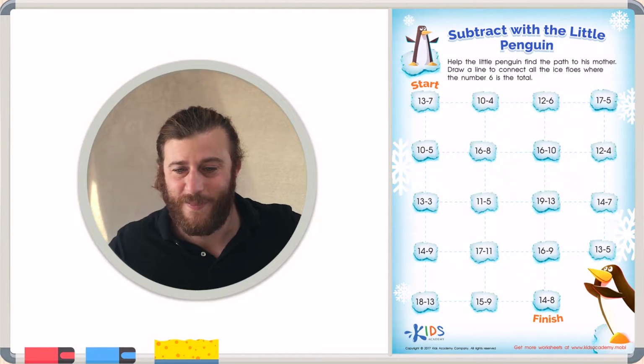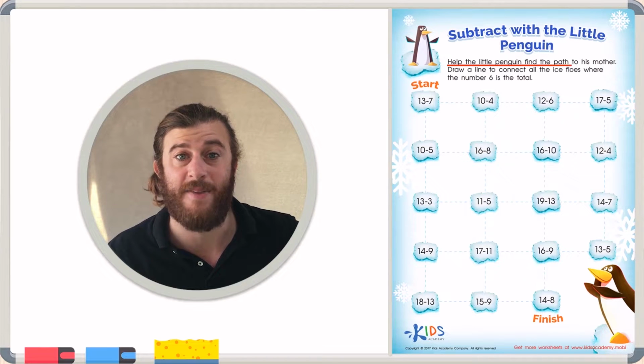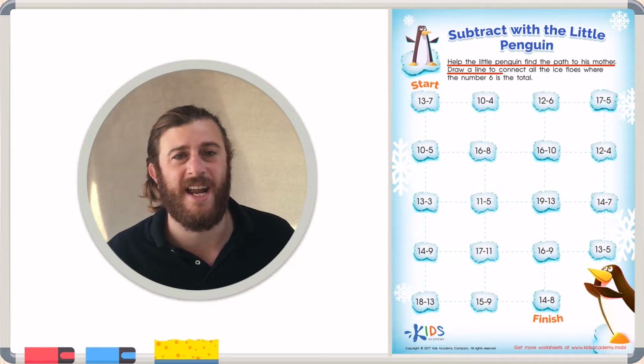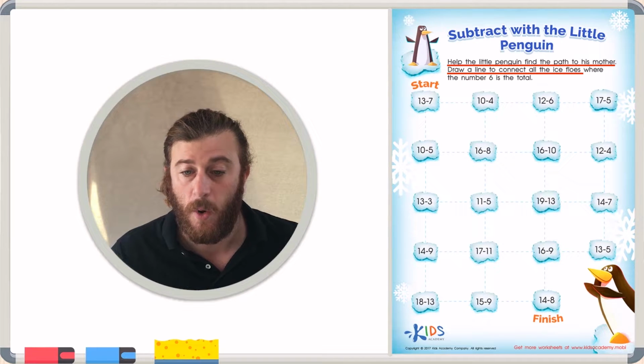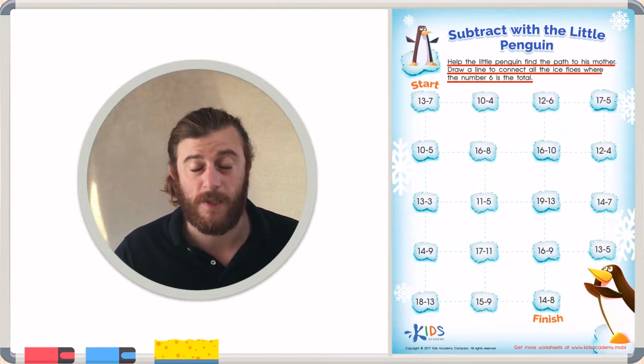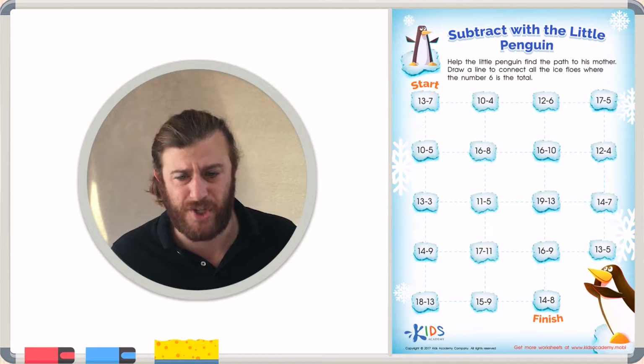Subtract with the little penguin. Help the little penguin find his path to his mother. Draw a line to connect all the ice floes where the number 6 is the total. Okay, I think we should start where it says start.